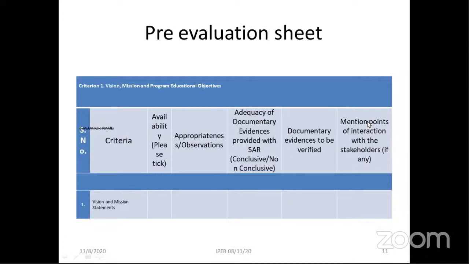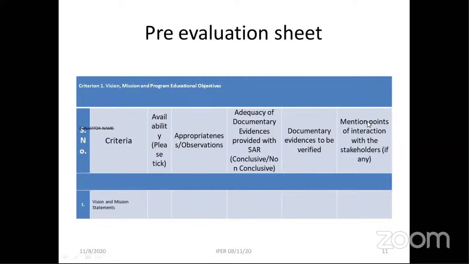They have to fill some sort of evaluation sheet, known as the pre-evaluation sheet, which is made available to them in advance. So whatever SAR is submitted by you is sent to those evaluation team members, and in advance they have to fill in these evaluation sheets. I have given one example here for criterion number 1, that is vision, mission, and program educational objectives. They will go through your SAR and check whether the availability is there or not. There are sub-items: whether a mission statement is there, whether a vision statement is there, whether various POs are there or not, what the different POs prescribed by the institute are, and so on and so on.